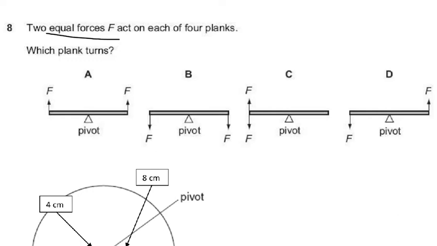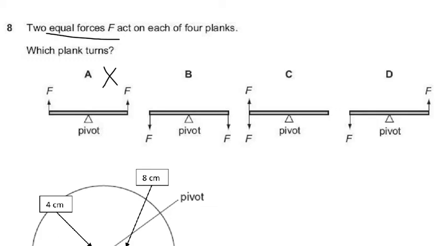Here we have this force upward that's going to cause a clockwise moment around the pivot, and this force is going to cause a counterclockwise moment around the pivot. So this one will not move, or possibly if the pivot is not attached, then this whole beam is just going to lift up. So this one will not turn.